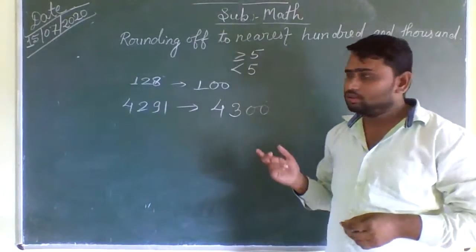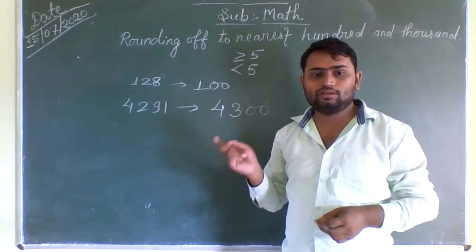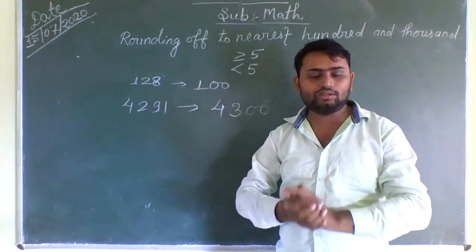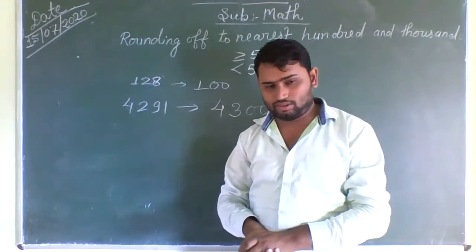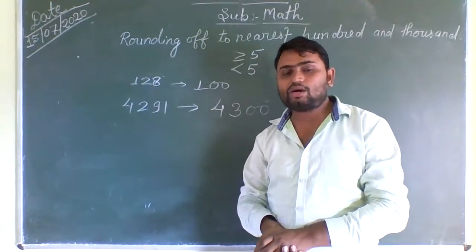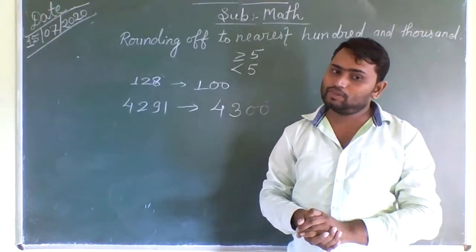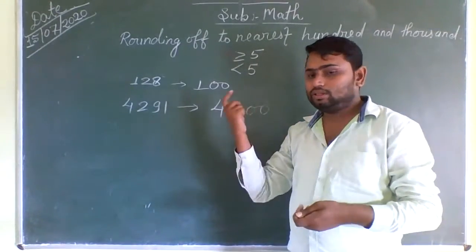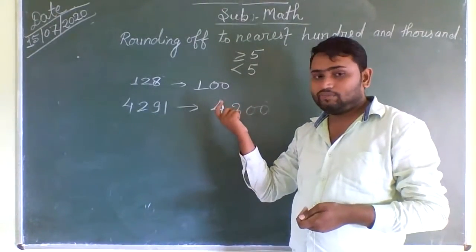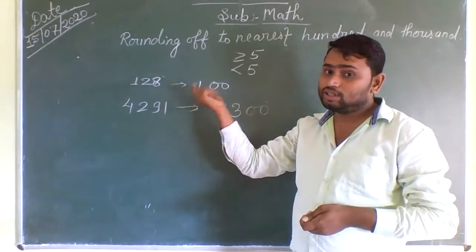Okay. Now let's go to the nearest thousand. Now we will learn to find the nearest thousand of any given number. To find it, as the first step we will go to the digit at thousand place, like we have done to find the nearest hundred.